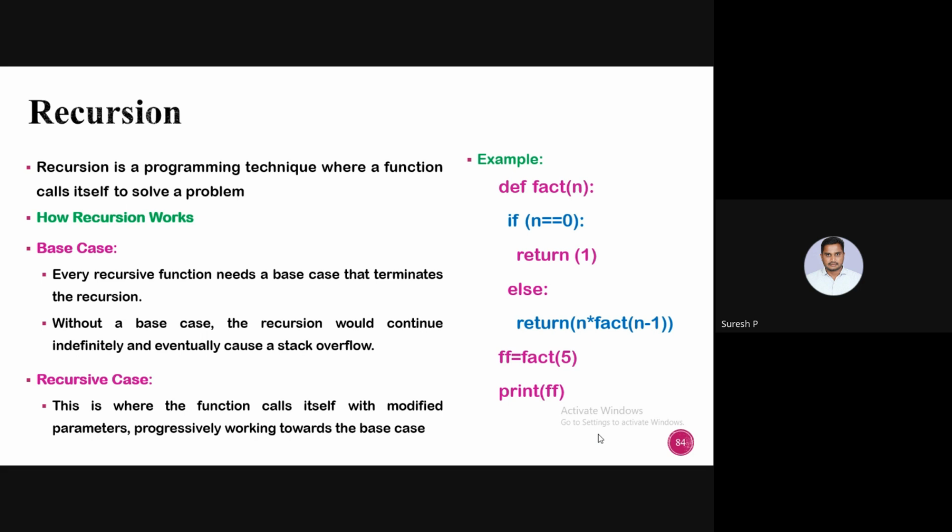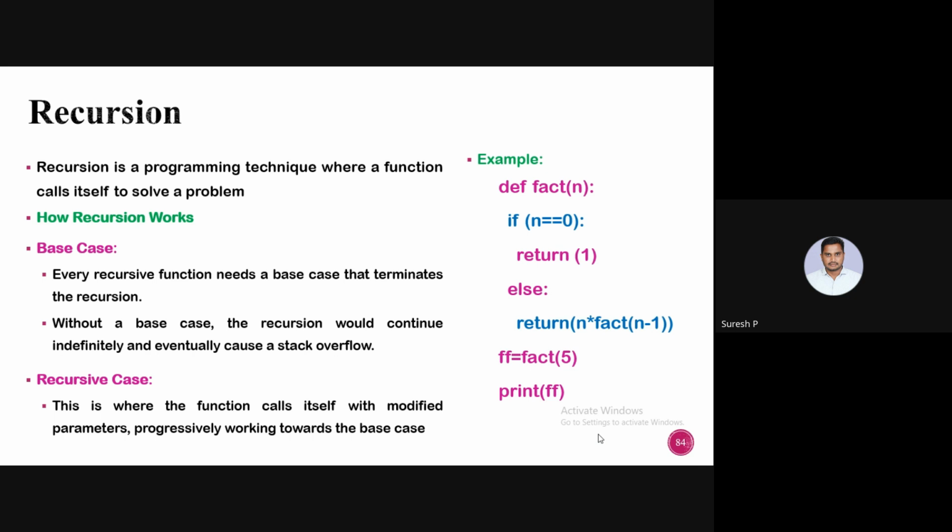Some of the problems can be solved with the help of recursive function features like Tower of Hanoi problem, factorial, Fibonacci series. Such types of problems can be solved with the help of recursion. In recursion, there are two important components. One is base case, another one is recursive case. Whenever we write a recursive function, every function will have a base case. That base case will be used to terminate that particular recursion. So this is very, very important.